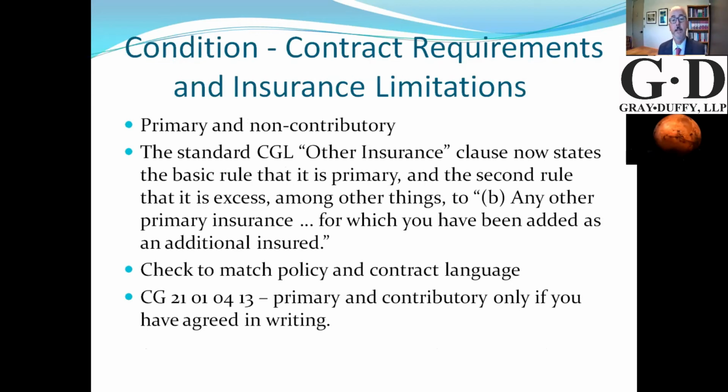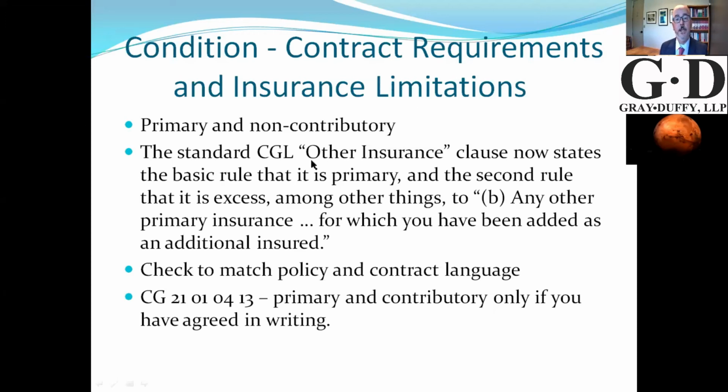Now, the standard, what we have in the CGL endorsement, or the ISO additional insured endorsements, is a form CG 20 01, which says that coverage is primary and non-contributory only if you've agreed to do so in writing. Okay, so that is provided by way of that endorsement if the named insured wants that, because they don't want to provide primary and non-contributory unless required by their contract.